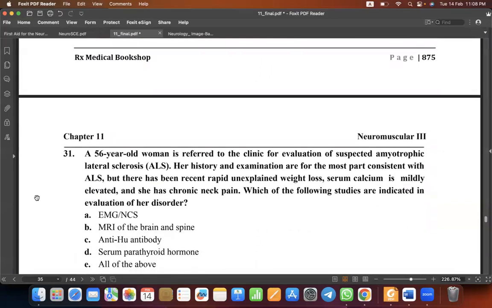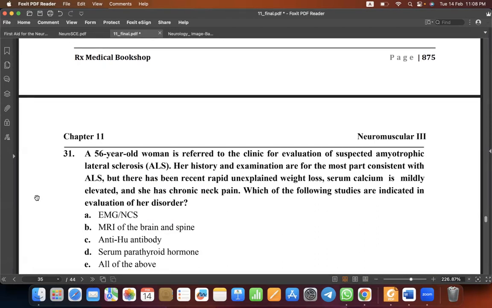Now, a 56-year-old woman referred to clinic for the evaluation of suspected amyotrophic lateral sclerosis. Her history and examination are for the most part consistent with ALS, but there is rapid unexpected weight loss, calcium is slightly elevated, and chronic neck pain. So typical ALS-like features, upper motor and lower motor mixed. Okay, there is neck pain, calcium elevated. What should you do in this case, right? So there is calcium elevated with ALS.